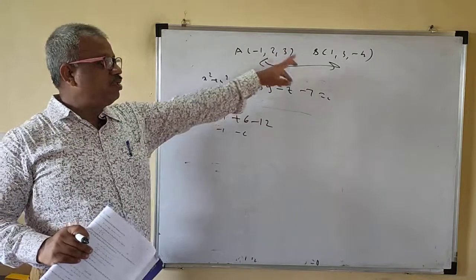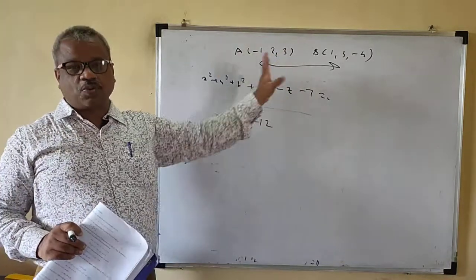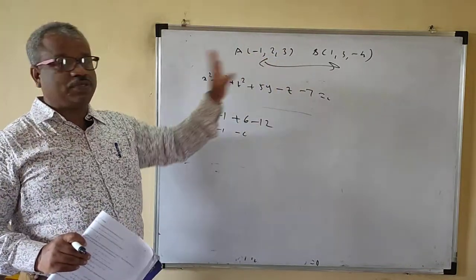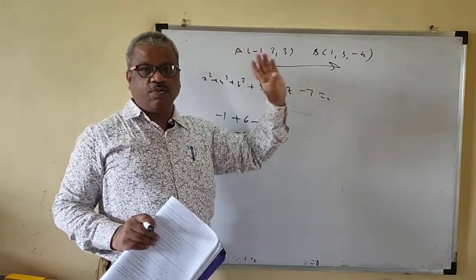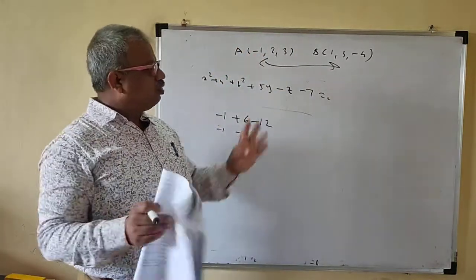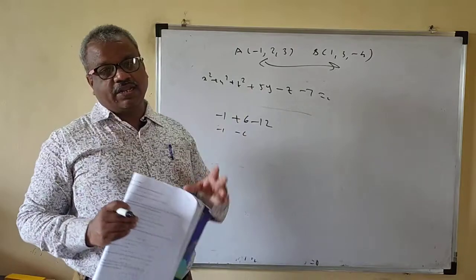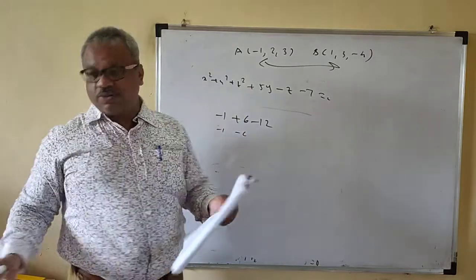X into x, y into y, z into z. That means take the dot product of this vector. Suppose this is OA and OB. They are the position vectors. So take the dot product only of this, and you will get the constant term also. I hope that you understand this.